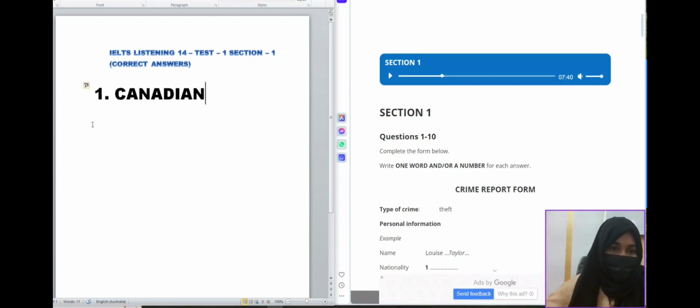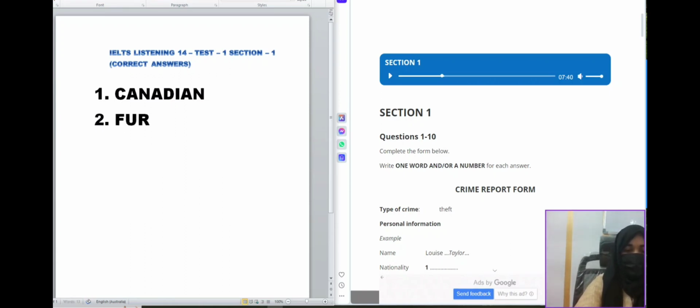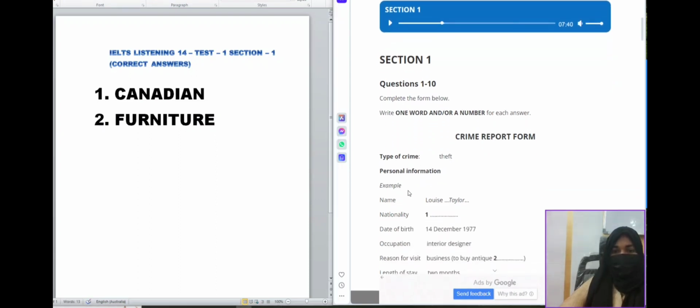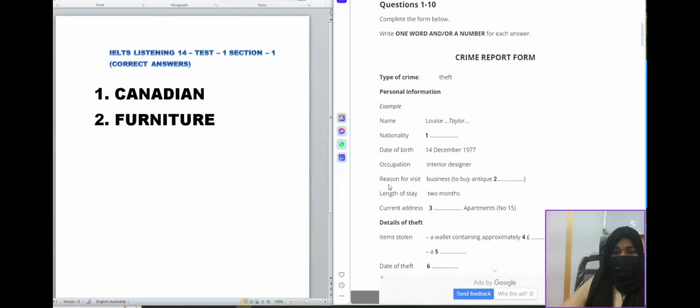So what will be our answer? Yes, what will be our answer? Furniture. Be careful with the spellings, okay? Furniture. Very good.